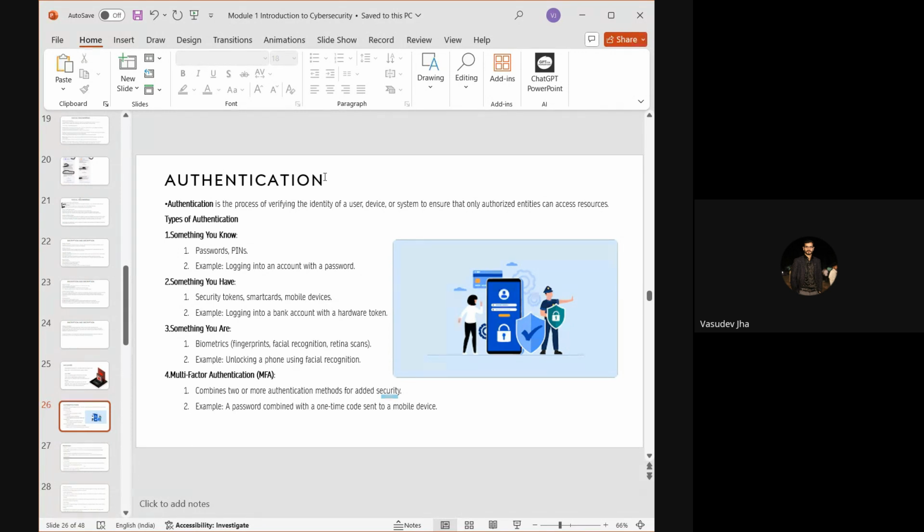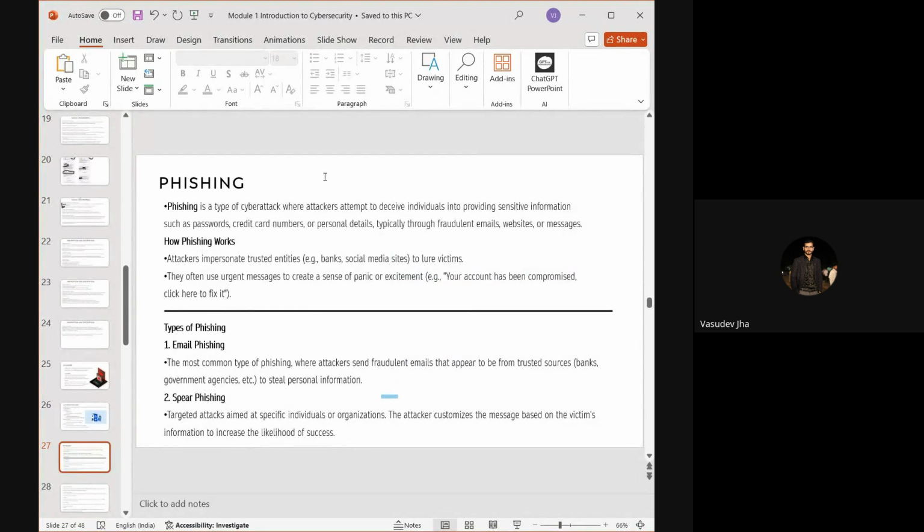So, for example, the biometrics like fingerprint, facial recognition, retina. Now this is the secured one. For example, no one can take access of your retina. It's with you only. And if we combine two or more than two, that is multi-factor authentication. Got it? So this is a simple authentication.